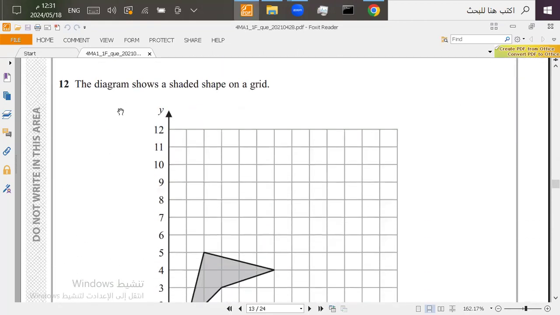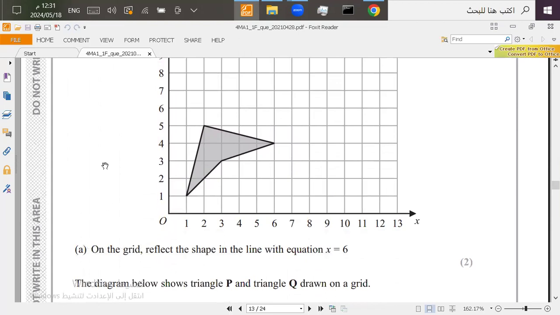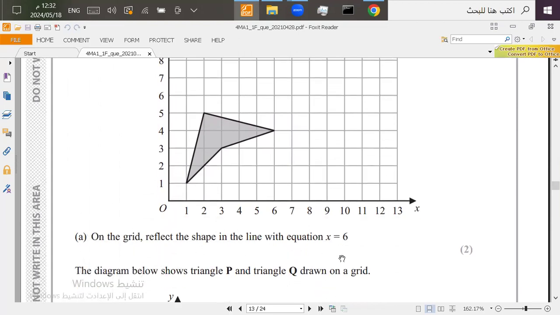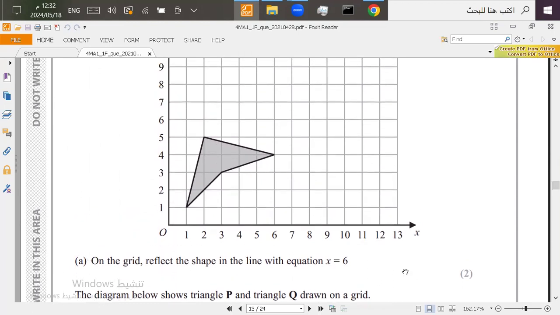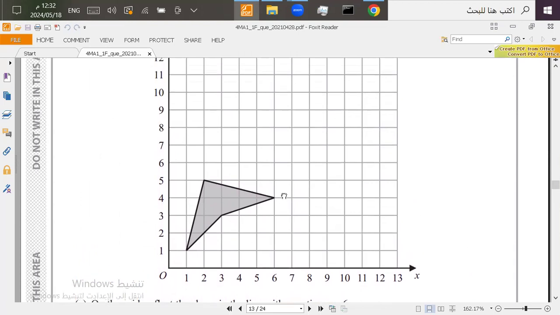Question 12. The diagram shows a shaded shape on a grid. This is the shaded shape, like an arrowhead. On the grid, reflect the shape in the line with equation x equals 6. Okay, so first thing, we're going to take this and reflect it on x equals 6.